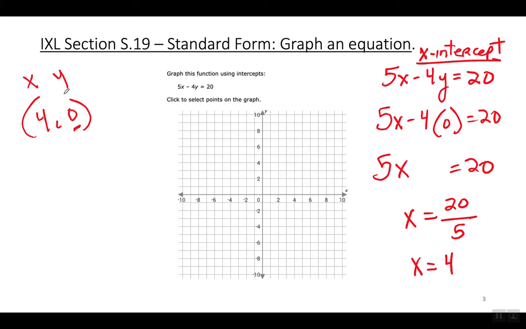This is x and this is y. All right, so you don't have to do this. I'm just pointing it out so that it makes more sense to you. All you got to do is, the x-intercept is 4, so I just put a dot right there. That's the first thing I'm going to do. All right, let me just repeat that real quick in Spanish.